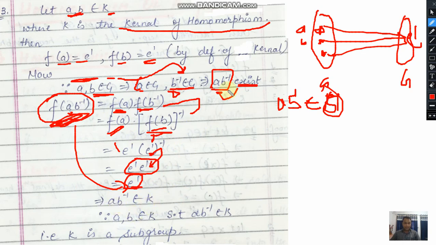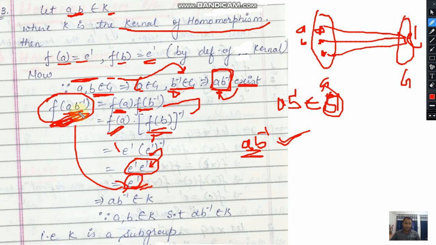Yes, up to here we have proved that A B inverse will exist. It means the availability of A B inverse is done. Now we wish to show that this A B inverse is available in K. To prove that, here we have shown that the mapping of A B inverse is E dash.